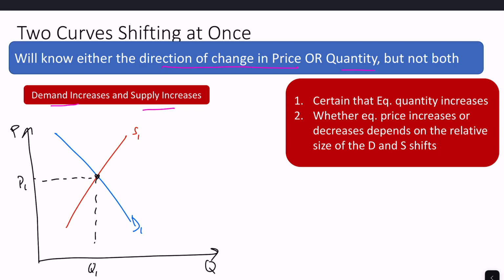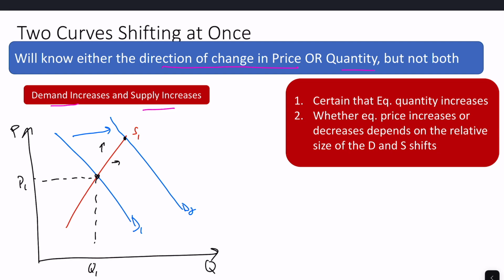So on this graph, let's do a really big shift in demand to the right. So a big increase in demand. That has a tendency by itself to raise price and increase quantity. So if it was just one curve, we'd know exactly what's going on. Demand increases, price increases and quantity increases.